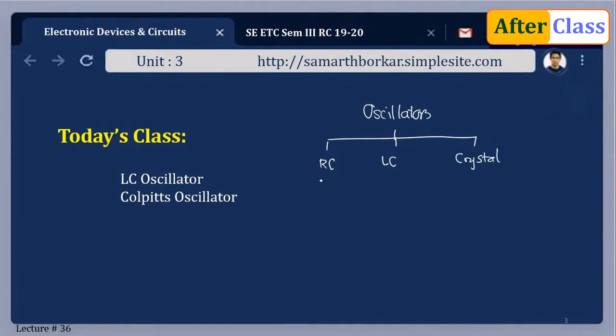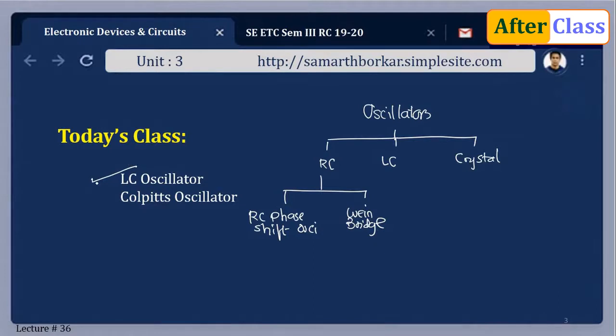And in the last two lectures we have extensively studied the RC phase shift oscillator and Wien bridge oscillator, and we have also derived the frequency of oscillations, and we also understood what should be the gain of an amplifier to have sustained amplification. Fine. So today we shall discuss about the LC oscillators.